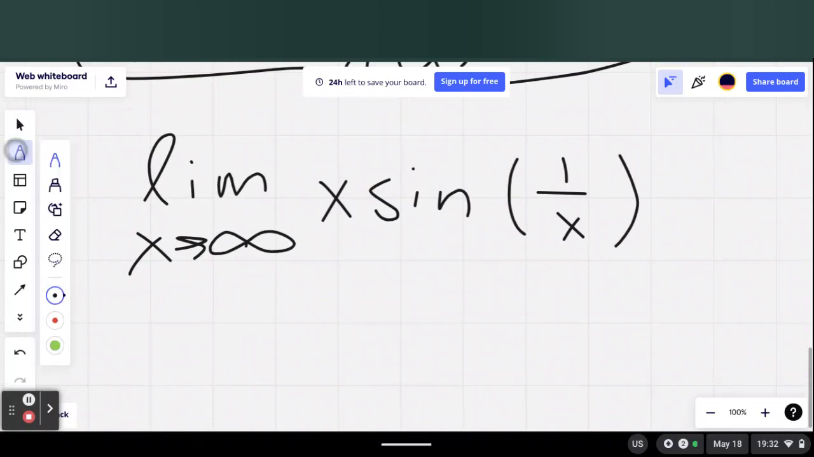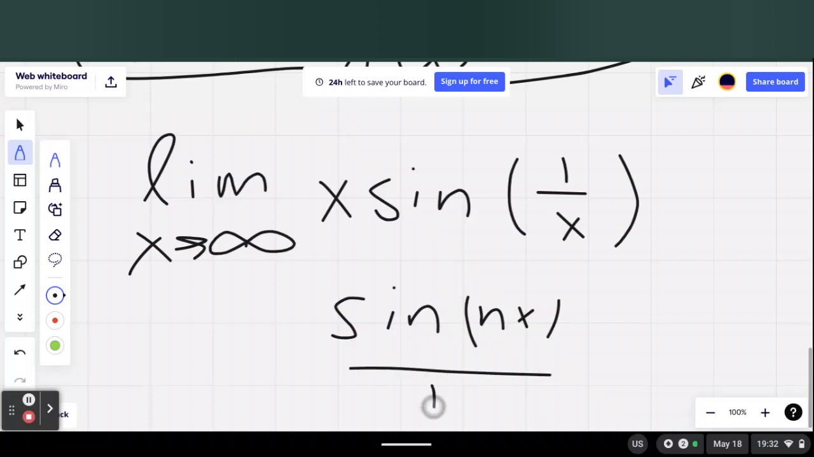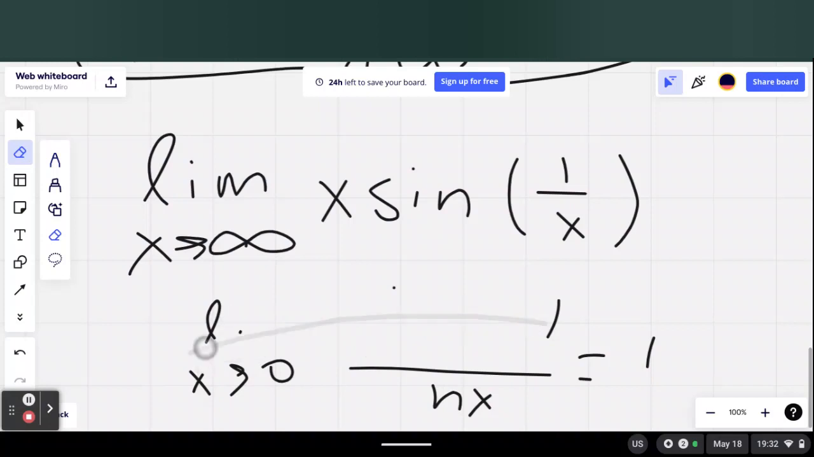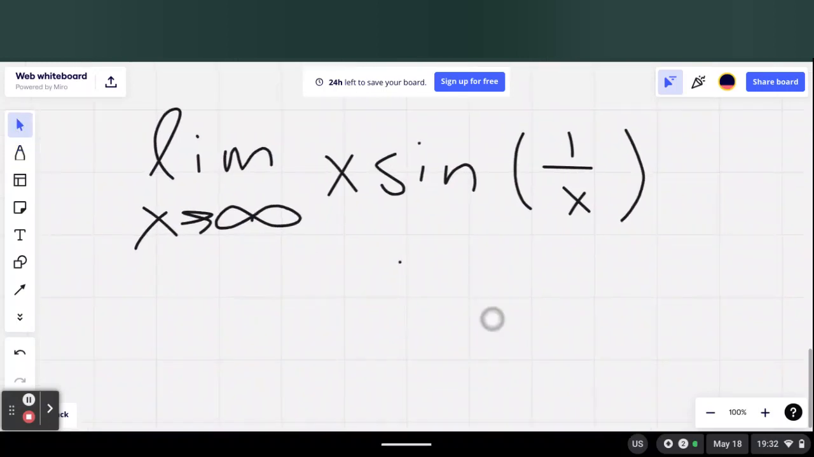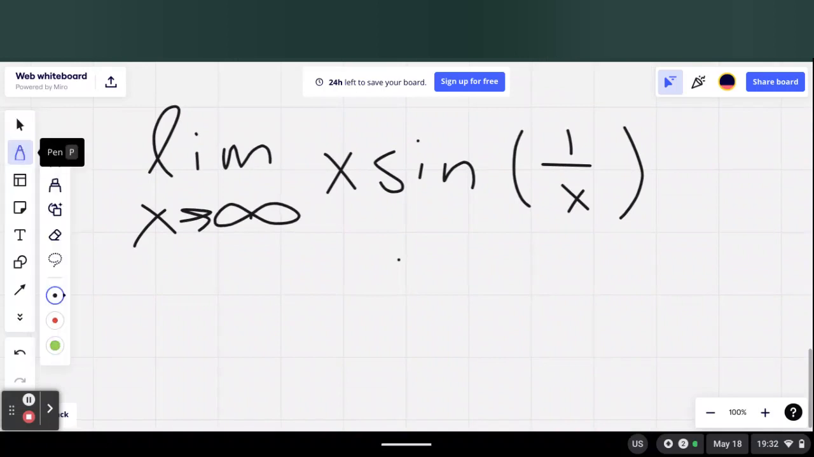We can also generalize that by saying sine nx over nx, with the limit as x approaches 0, though. It cannot be infinity, it has to be 0, equals 1. So make sure we have that in mind. But we have a limit as x approaches infinity here, not 0, so we have to be very careful. What I'm going to do is take this x right here and put it in the denominator, so I'm going to create a top and a bottom.